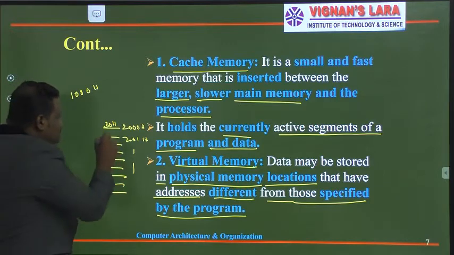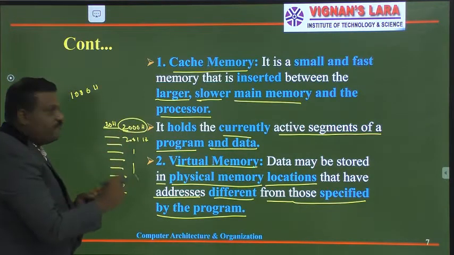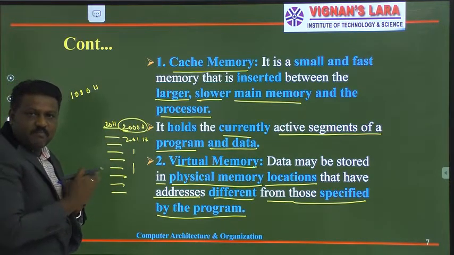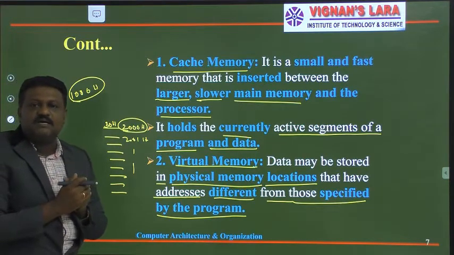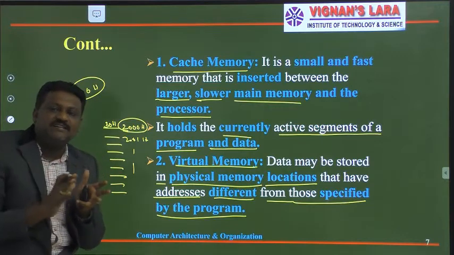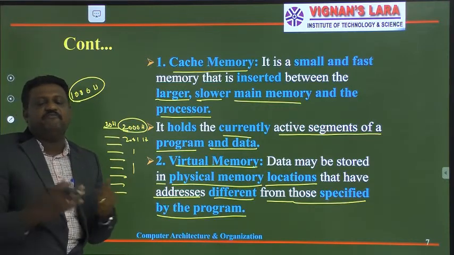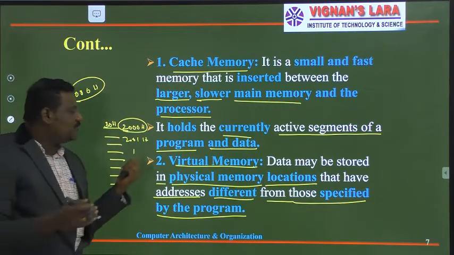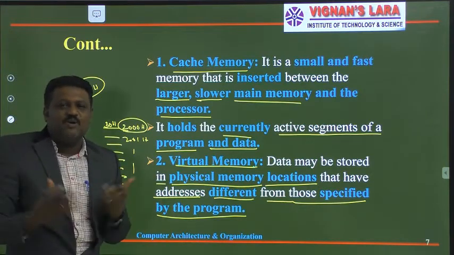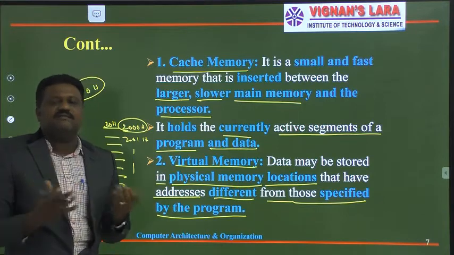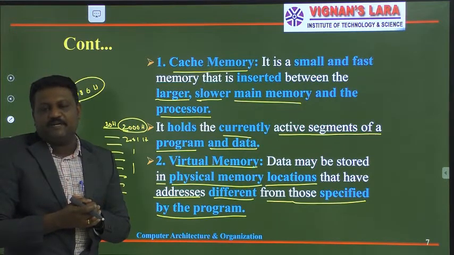That means this same location's physical address is 2000, but the program assigned address is 1000. Here your program generated address is completely different from the physical address. This is what we call the virtual memory concept. What's the use of this? What is the link? How can we increase the system memory size effectively?